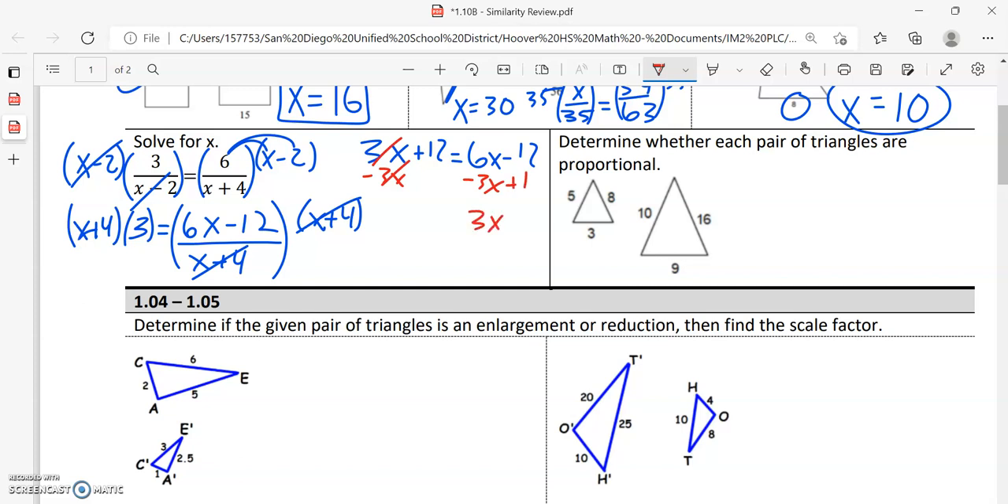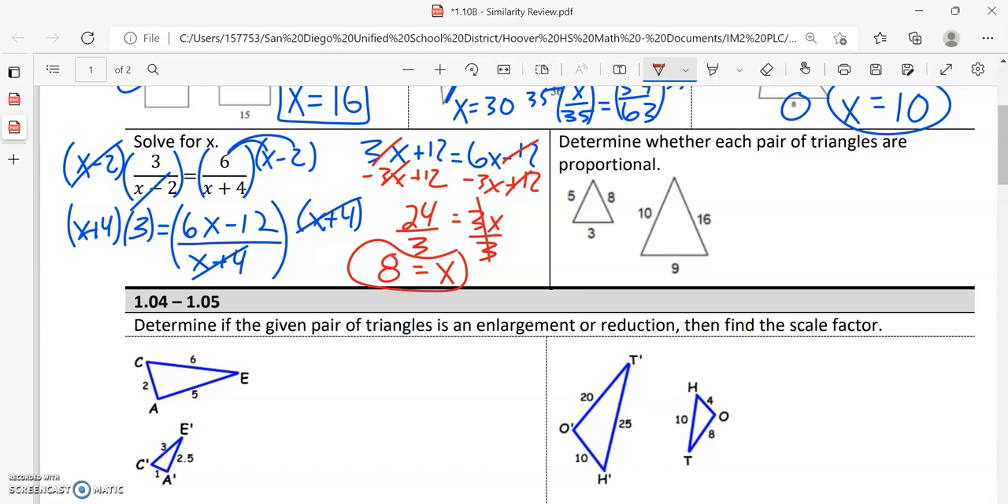Then I'm going to add 12 to both sides. So that cancels. We get 12 plus 12 is 24. Last step is to divide by 3. X equals 24, divide by 3, which is 8.